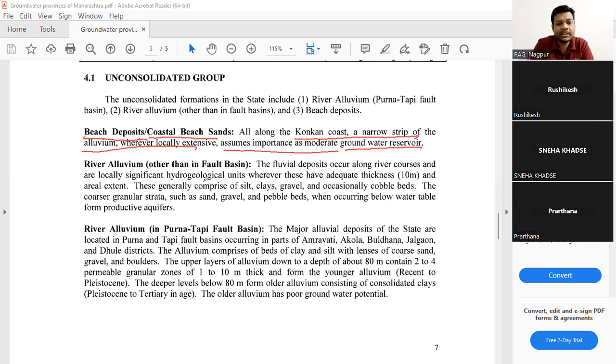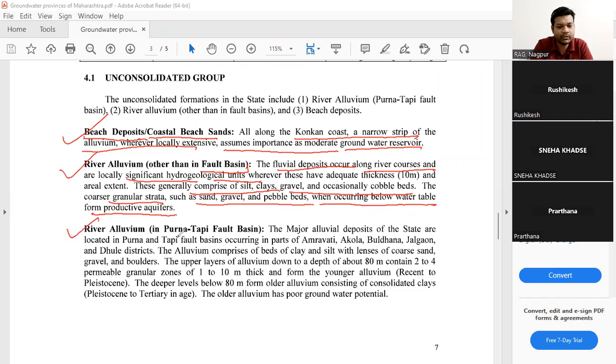Then river alluvium, other than in the fault basin. The fluvial deposits occur along the river courses and are locally significant hydrogeological units. This generally comprises silt, clays, gravel, and occasionally cobble beds. The coarser granular strata such as sand, gravels, pebble beds, when occurring below the water table, form productive aquifers. So river alluvium is an unconsolidated group.